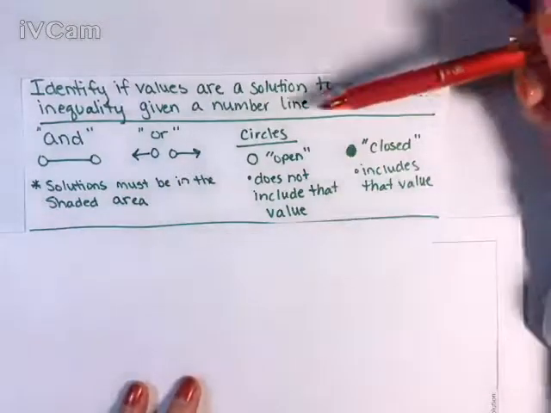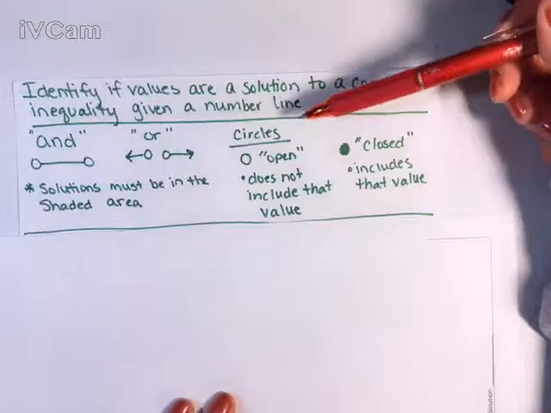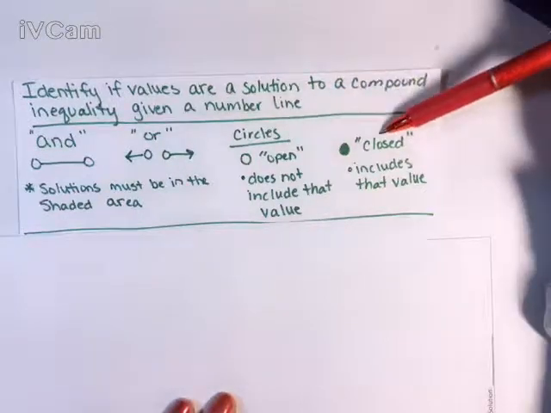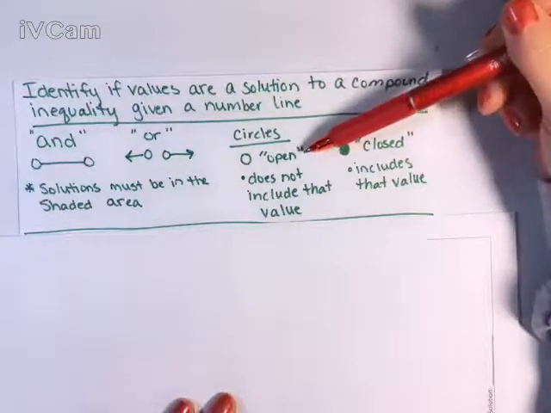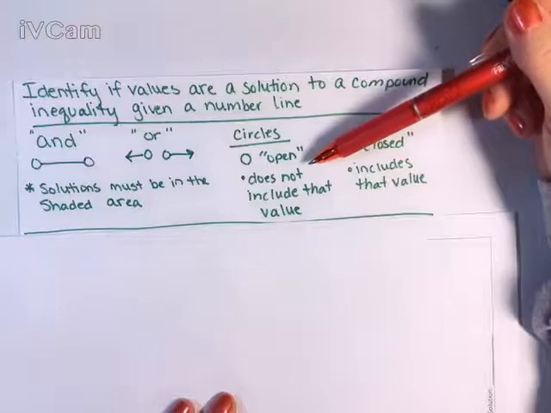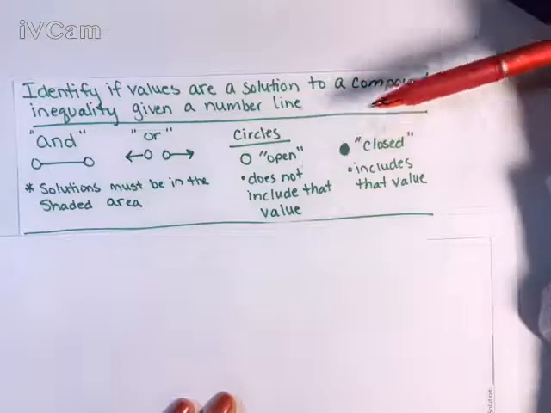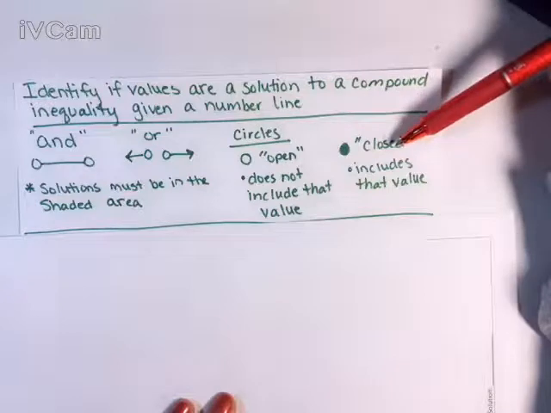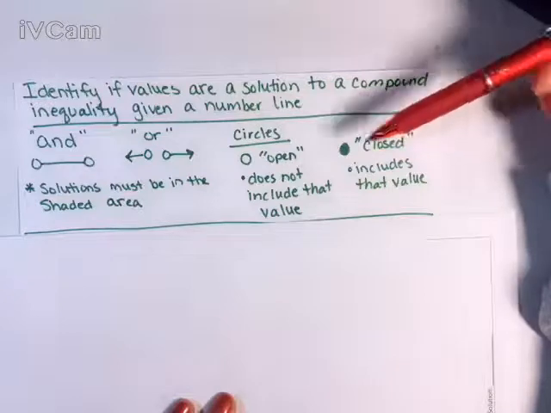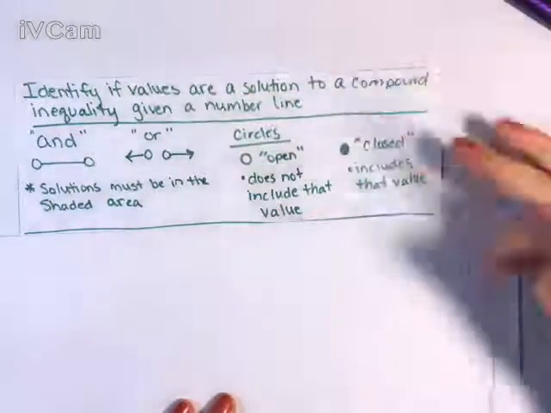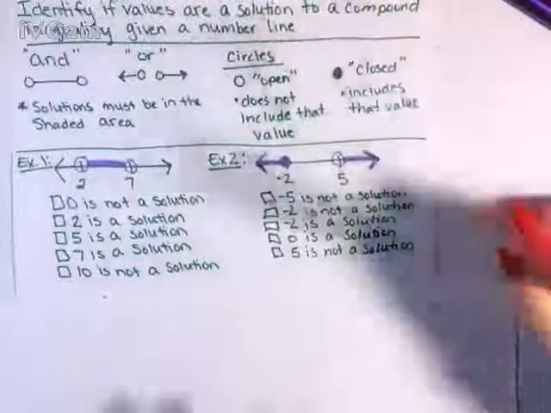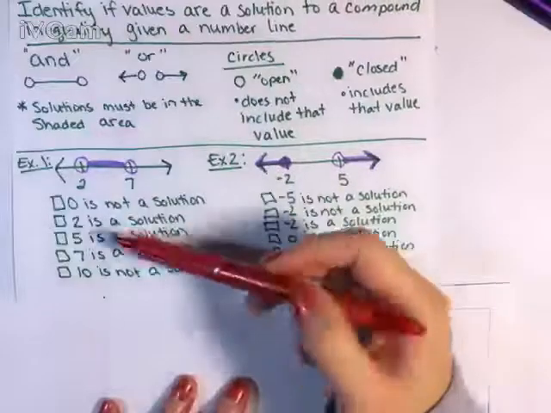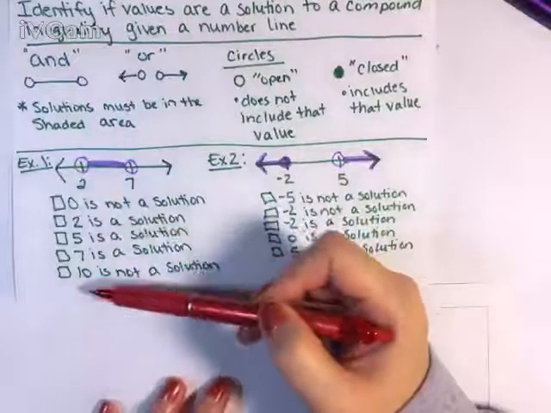The next part of what we're going to look at are the circles. So you will either have an open or a closed circle. And what that means is if you have an open circle, it does not include that value as a solution. If you have a closed circle, then that value is included in your solution because that's a type of shading in. So next we're going to look at the number lines and identifying if these statements are true or false.